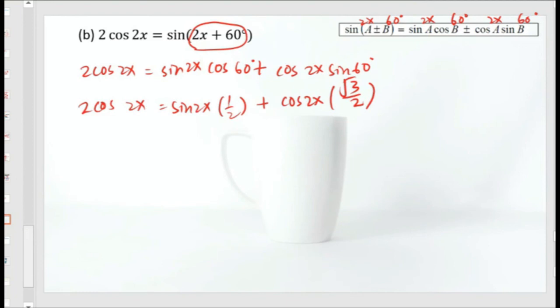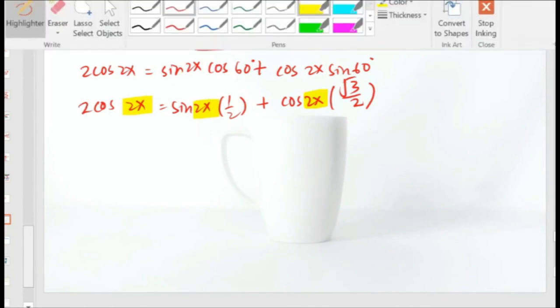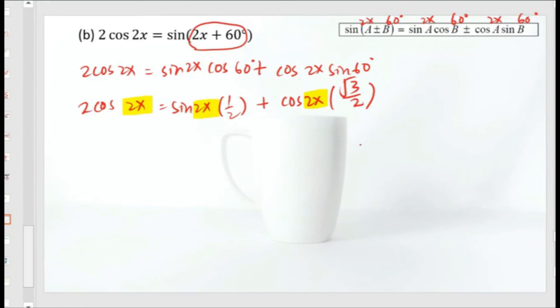And another thing, do we need to change the double angle into the single angle? No need. You know why no need? Because all the angles here are in double angle, so you no need to change it by using the formula into the single angle again. No need.